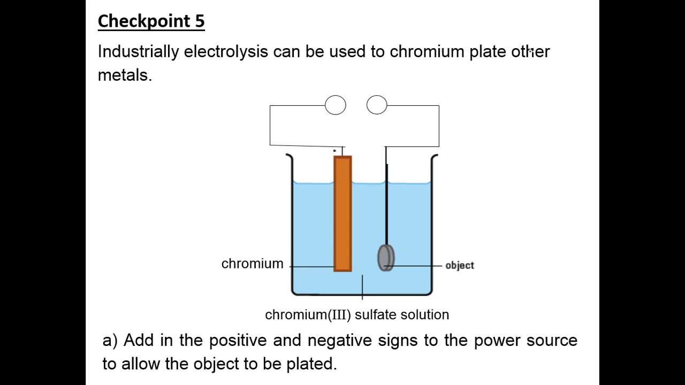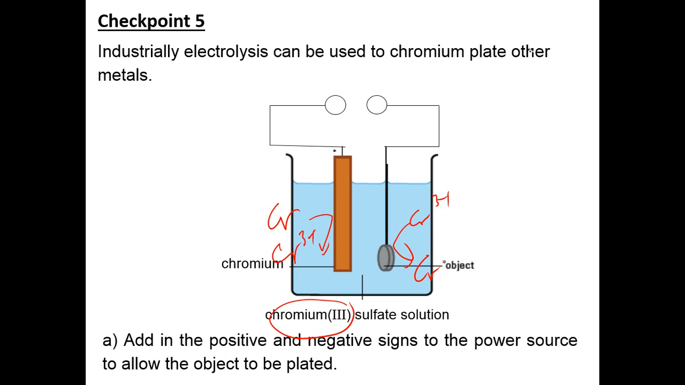Now let's move on to checkpoint 5. This is a very simple setup here which can be used to chromium plate an object. If you recall from earlier, we used copper here, and this was copper 2 sulfate solution, and we copper plated the object. In this case now, we are trying to chromium plate this object. So we replace the electrolyte with chromium 3 sulfate, and we replace the metal here with chromium, so the chromium can continuously replenish the Cr3+ which was deposited on the object.